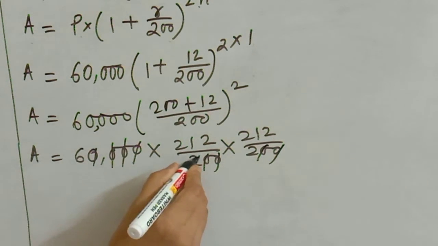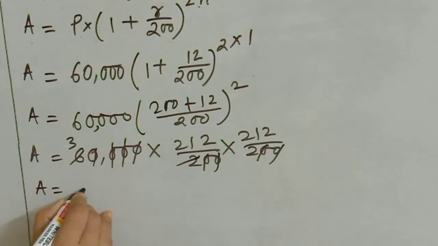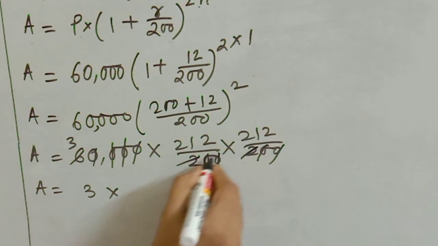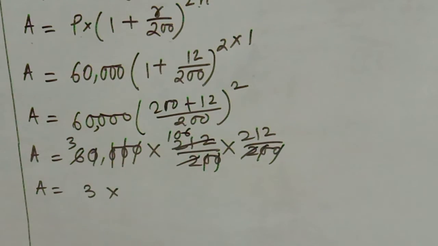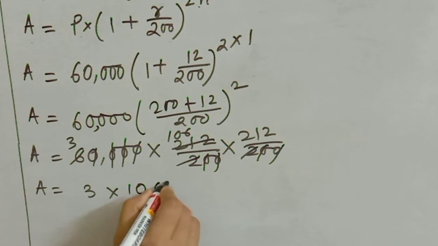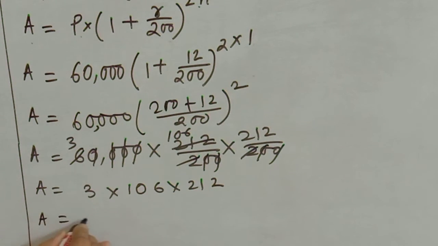If it is possible to cancel the zeros. Now 202, 2 3 is 6. Amount is equal to 3 into, you can cancel it again, 2 0 2 6 12. So the result is 3 into 106 into 212. If you multiply it, you will get the value. So if you multiply this, you will get this amount.